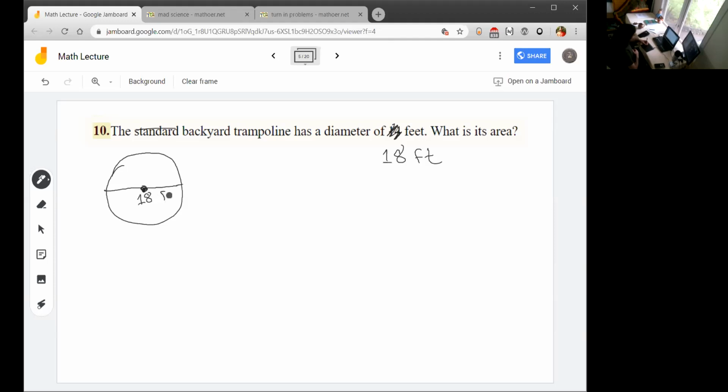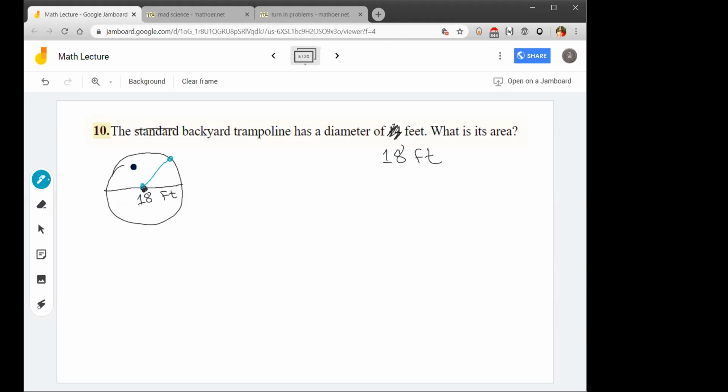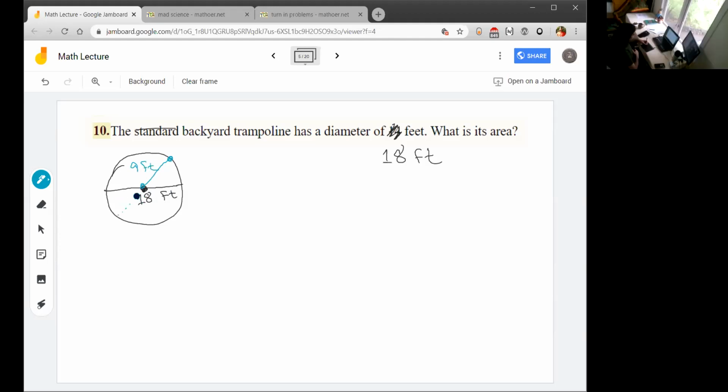If I happen to want the radius, then how big would that be? 9 feet. 9 feet, because it's just halfway of all the way across. Everyone okay with my picture?